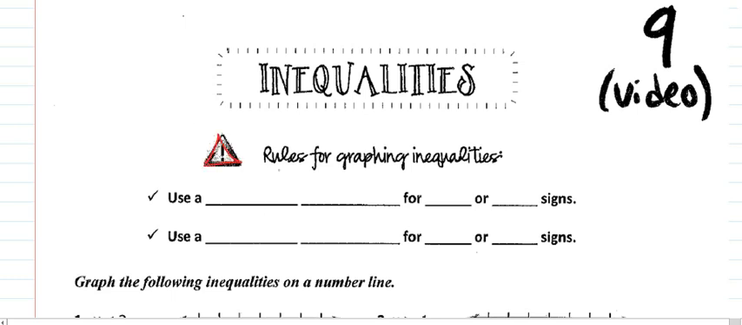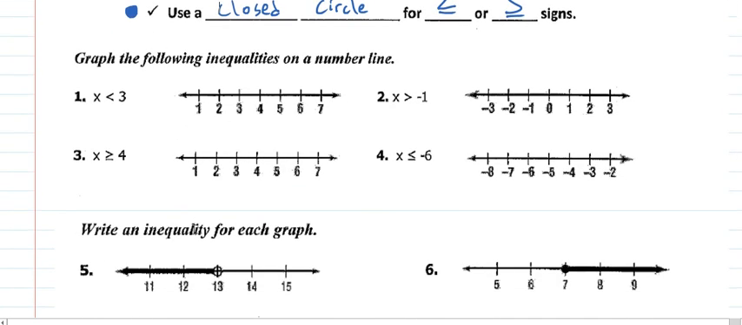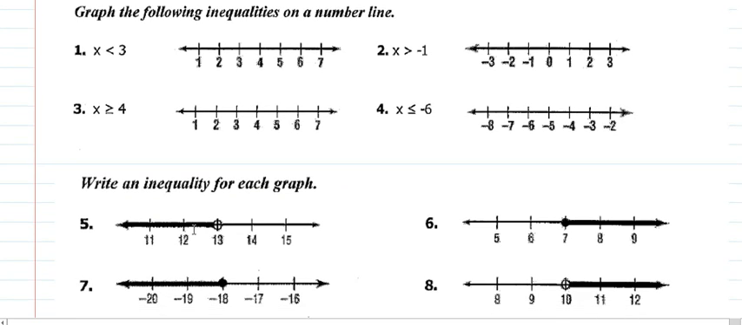Here are the rules for graphing inequalities. Use an open circle for less than or greater than signs, and use a closed circle for less than or equal to or greater than or equal to signs. Remember, open circle just means a circle. Closed circle means filled in, or a dot. You guys should be able to do numbers 1 through 8 as a review really easy.